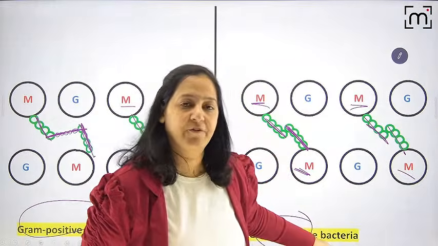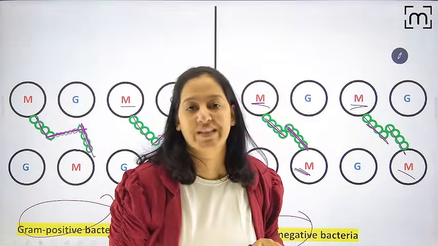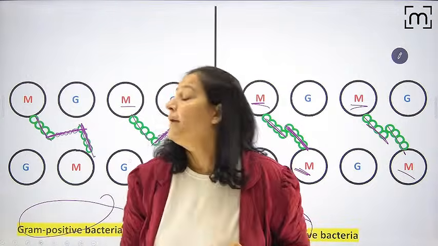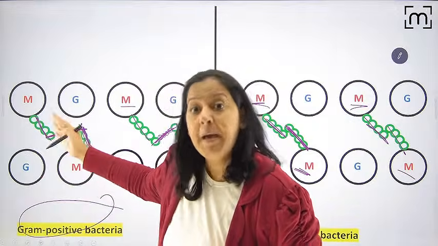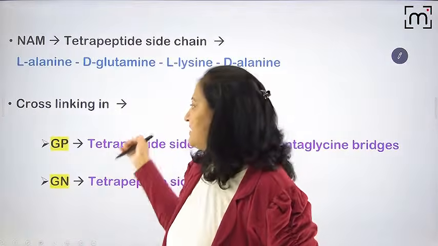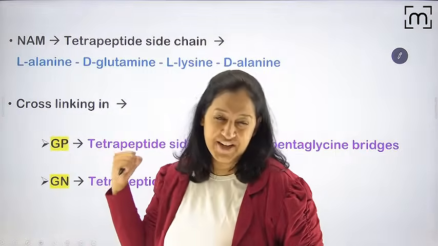But in gram-negative, only tetrapeptide chains are doing the cross-linking. I will show you a video also. In gram-positive, along with the tetrapeptide chain, pentaglycine bridges are also there. The same thing is written in front of you. Read it, appreciate it, learn it.